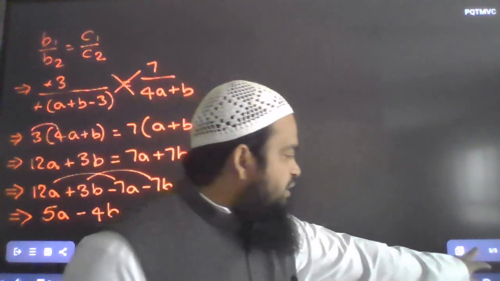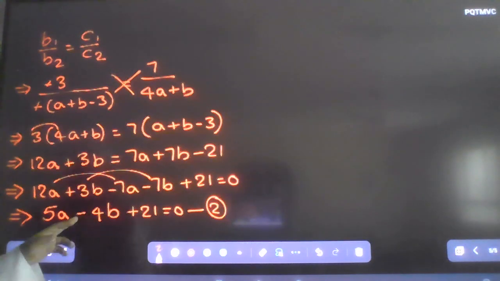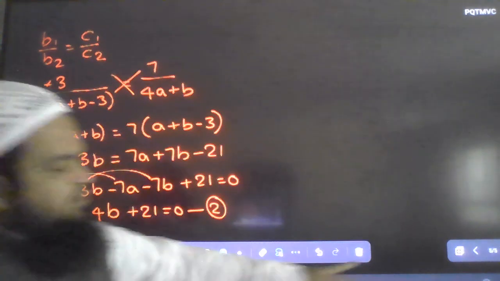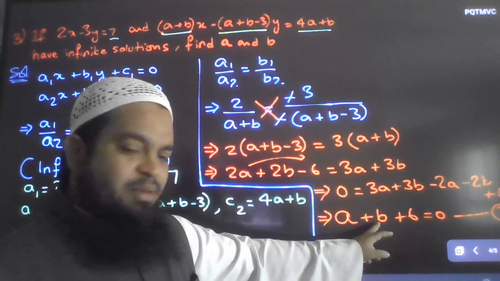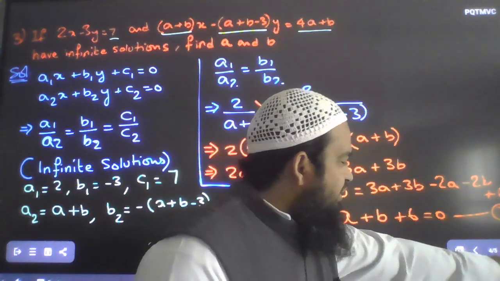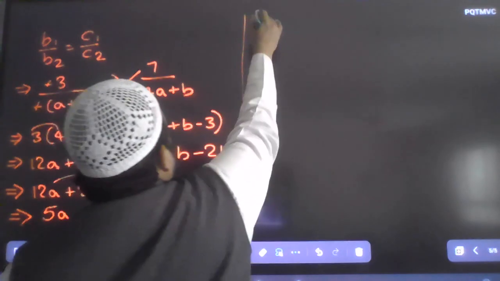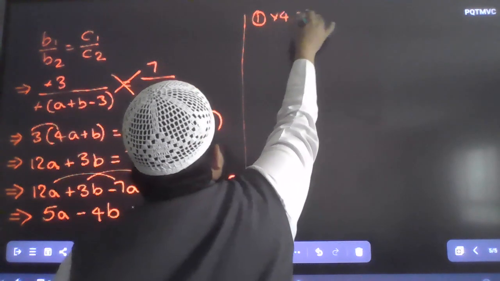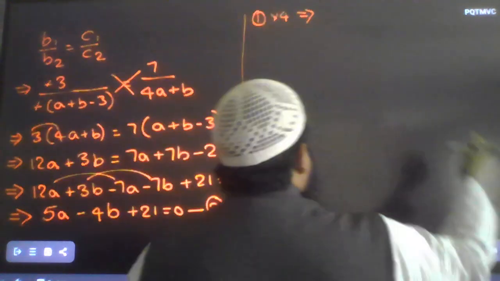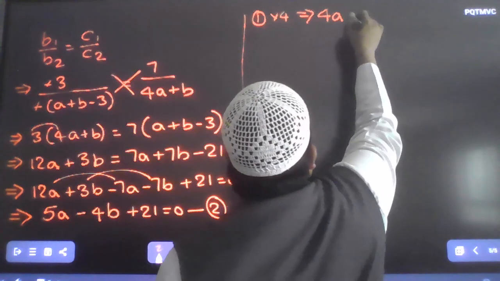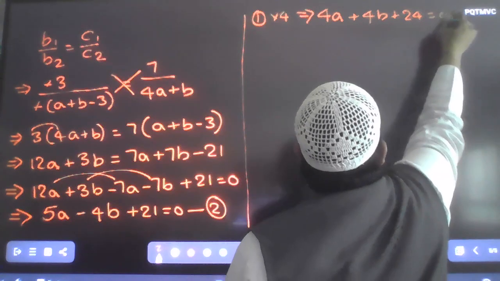And what is our first equation? A plus B plus 6 is equal to 0. So, do you have anything negative? Here it is negative. Since it is A plus B plus 6, you have to make B as 4 times, 4 into B. Multiply the first equation with 4. Let me do it. First equation into 4 becomes 4A plus 4B plus 24 is equal to 0.